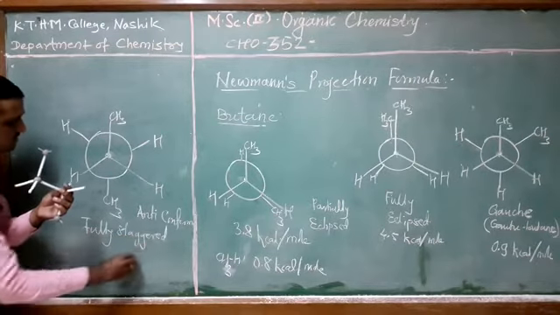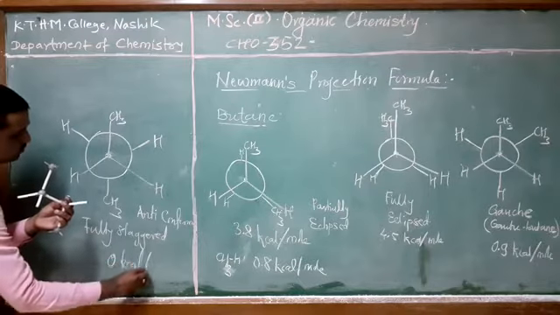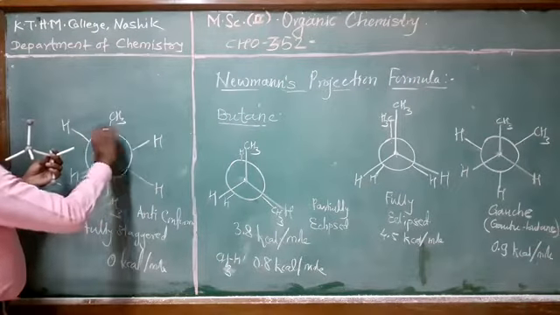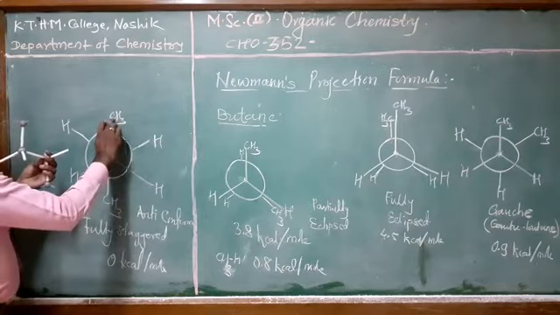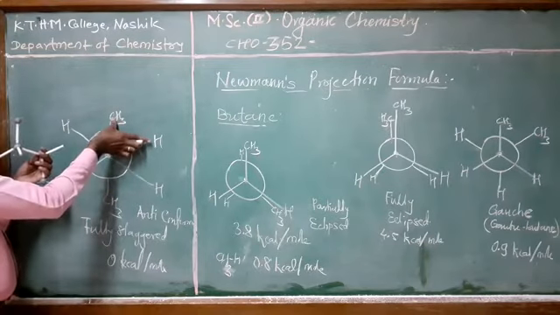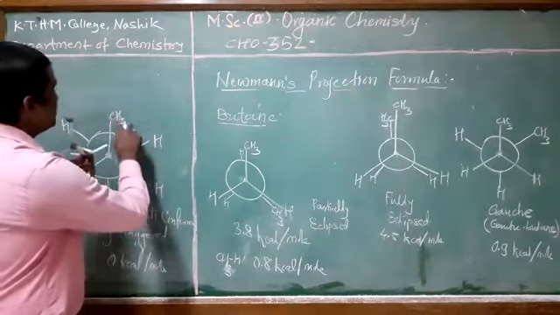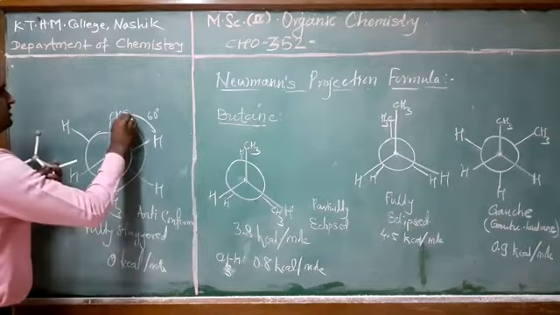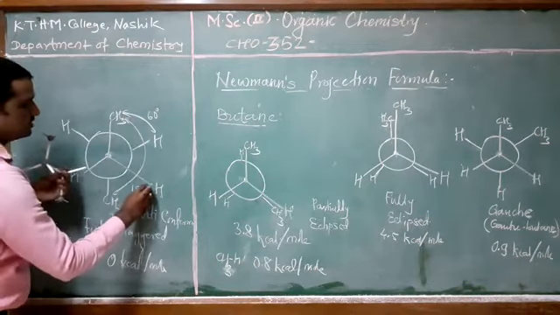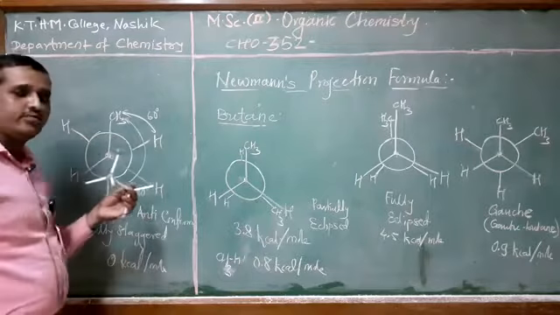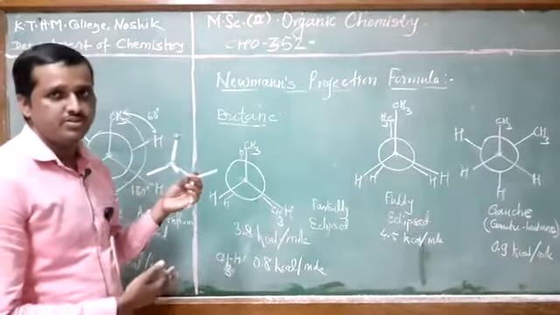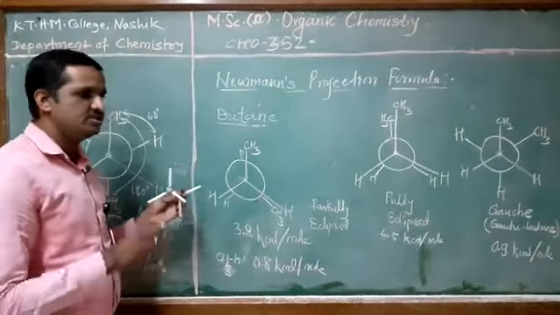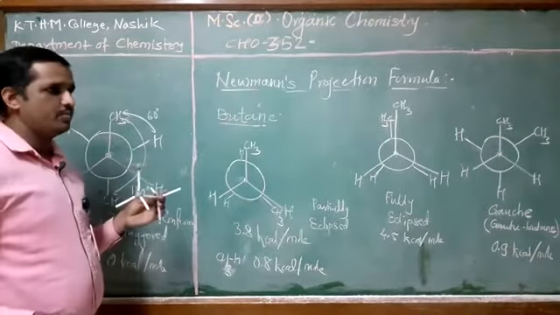conformation, and the energy is found to be 0 kilocalorie per mole, because the two CH3 groups are exactly anti with respect to each other. They don't have any gauche interaction. Gauche interaction is observed when two CH3 groups are present 60 degrees apart, but here they are exactly 180 degrees with respect to each other. Therefore, they don't have any interaction. That's why the energy content is found to be 0 kilocalorie per mole. So remember, the most stable conformation of butane is the fully staggered conformation.